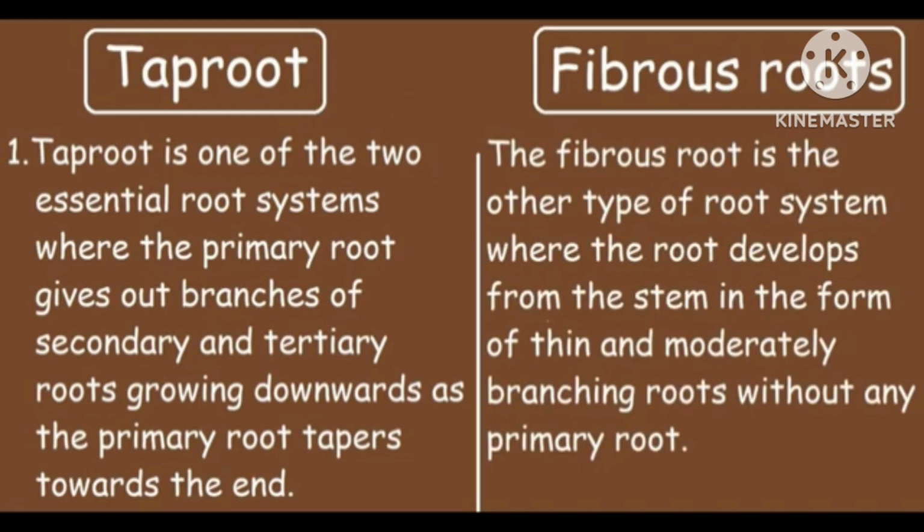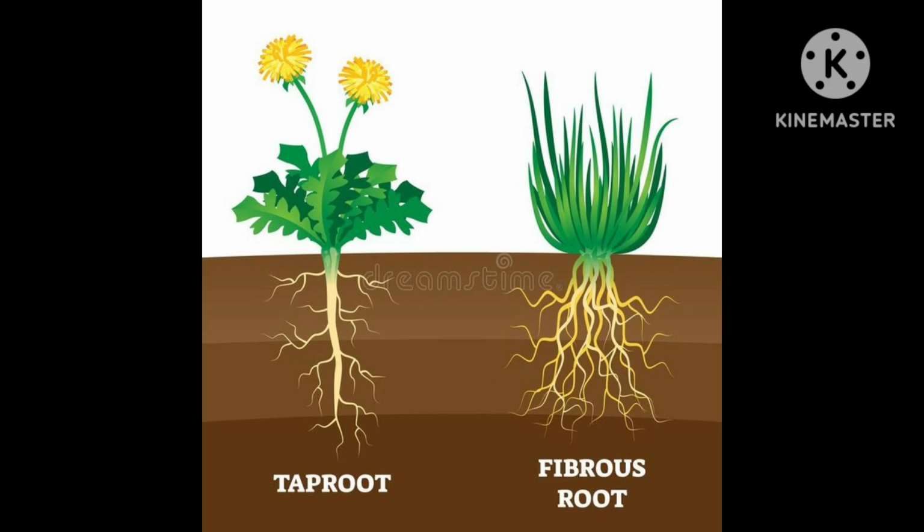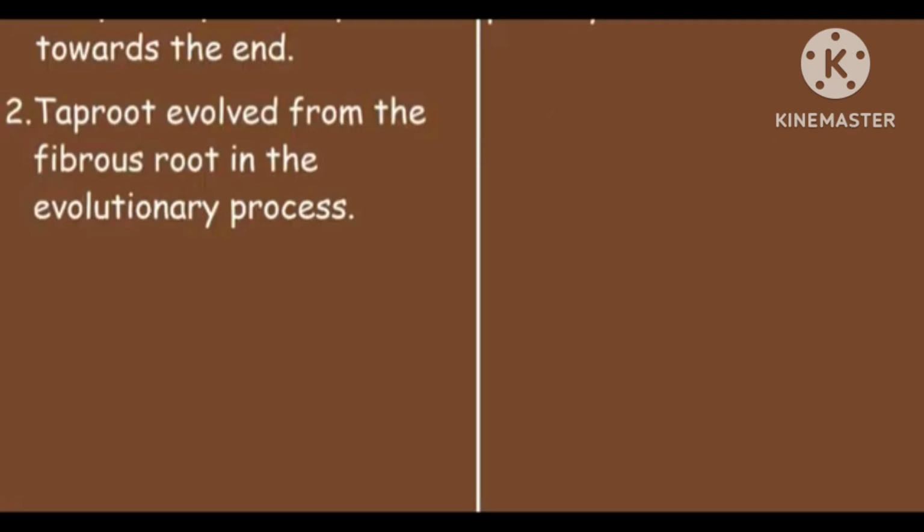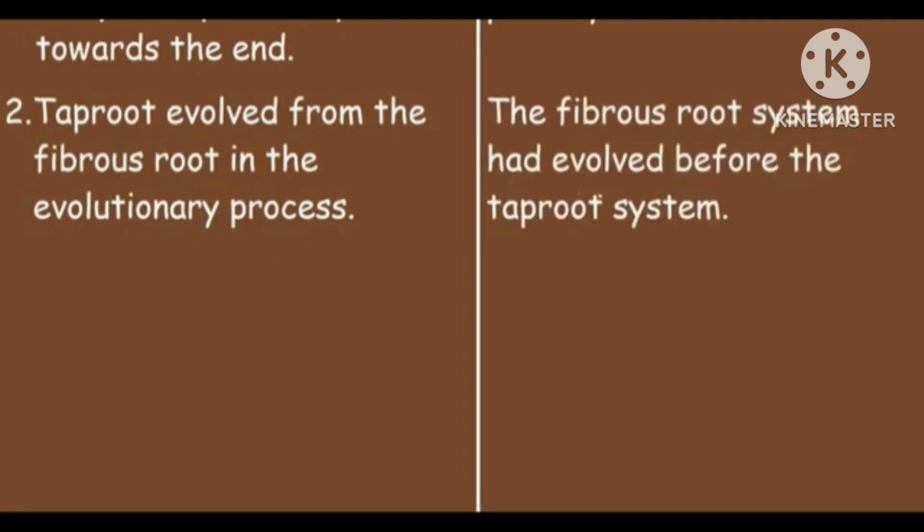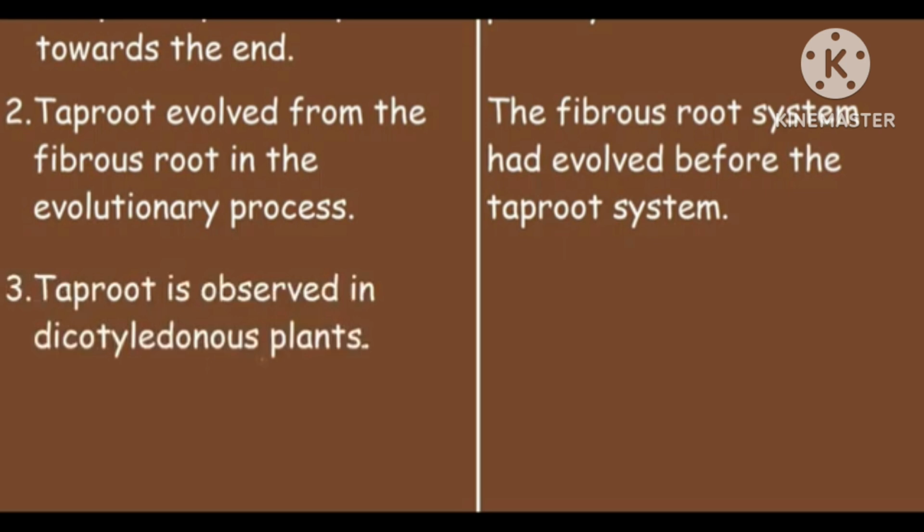Whereas the fibrous roots are the other type of root system where the root develops from the stem in the form of thin and moderately branching roots without any primary root. Here you can see the taproot with secondary and tertiary roots, whereas for fibrous roots there is no primary root. The second difference is taproot evolved from the fibrous root in the evolutionary process, whereas the fibrous root system had evolved before the taproot system.